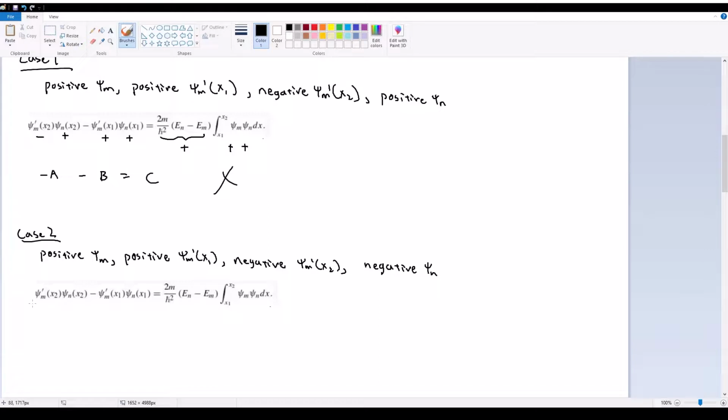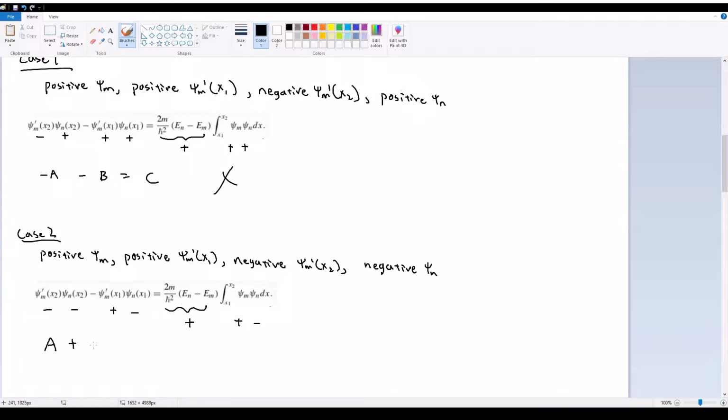And let's see, psi m prime at x2 is once again negative. Psi m prime at x1 is going to be positive. This is still negative. And then this entire thing is positive. And then over here we have psi m, which is positive, and psi n, which is negative. So this is going to be some positive thing, let's call it a, subtracted by some negative thing.